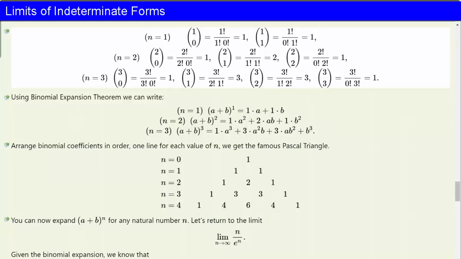B(1,0) is 1, B(1,1) is 1. Now let's go to n equal 2. B(2,0), well, that's 2 factorial over 2 factorial and 0 factorial. That's 1. B(2,1) is 2 factorial over 1 factorial, 1 factorial, and that's 2, and so on.